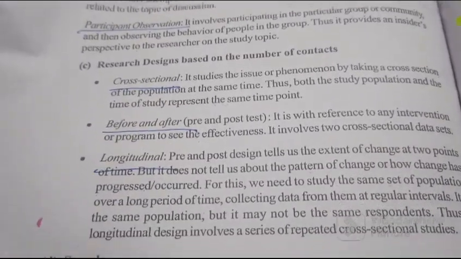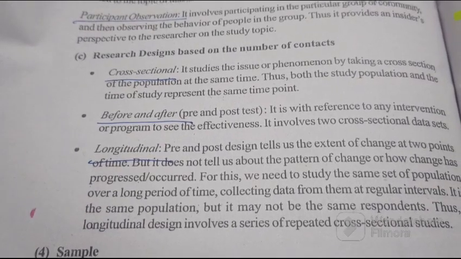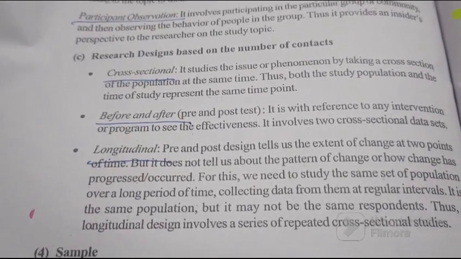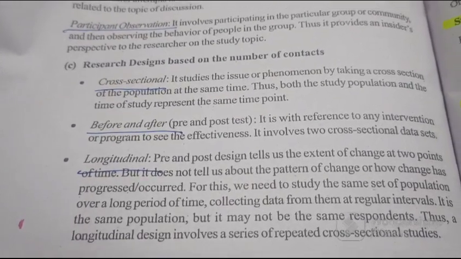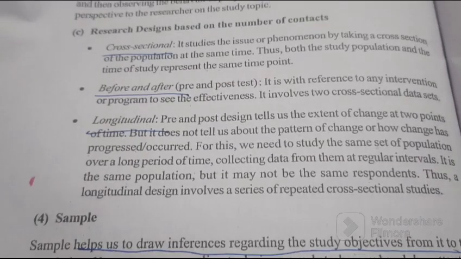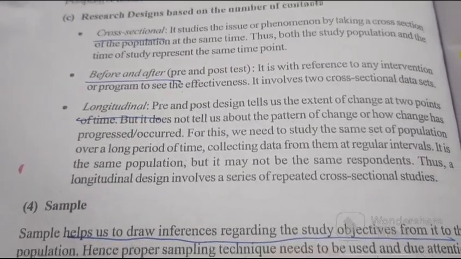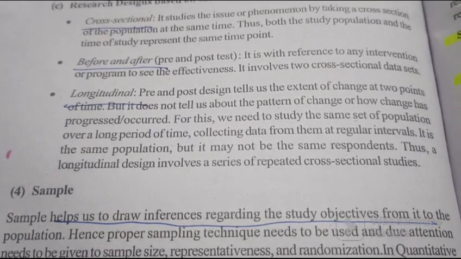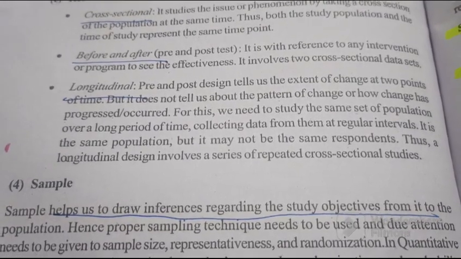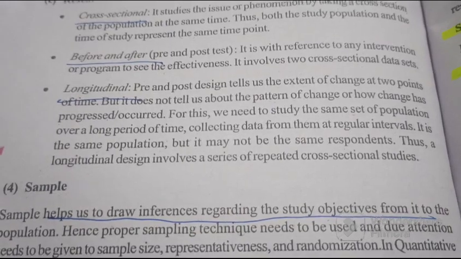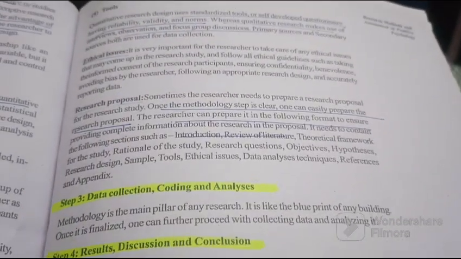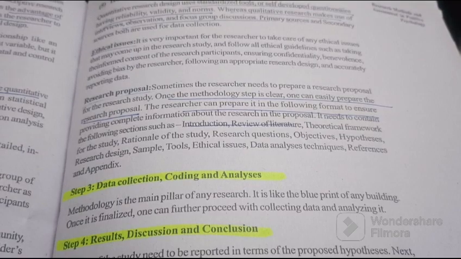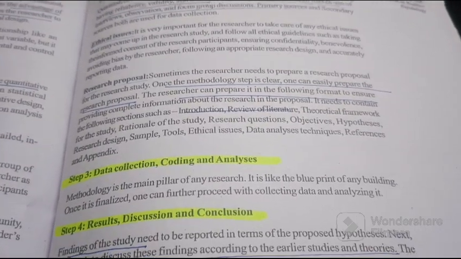Okay, then research design which is based on number of contacts. The first is cross-sectional. ठीक है, so there both the study population and the time of study represent the same time point. Then before and after, that is pre-test and post-test, and longitudinal, where the pattern of change, or how the change has progressed, is understood. Then sample and the tools, these all we have already discussed in detail in the first year. Then ethical issues, research proposal.